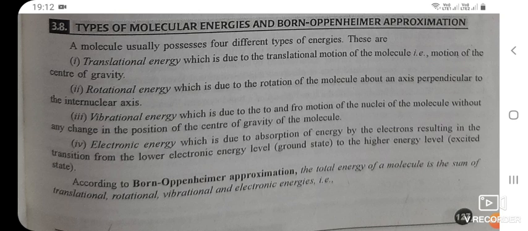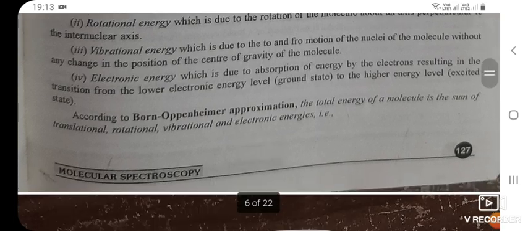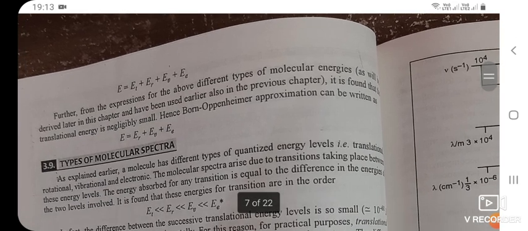Electronic energy, which is due to absorption of energy by the electrons, resulting in the transition from the lower electronic energy level, the ground state, to the higher energy level, the excited state. According to the Born-Oppenheimer approximation, the total energy of a molecule is the sum of translational, rotational, vibrational and electronic energies, that is E equals E_T plus E_R plus E_V plus E_E.